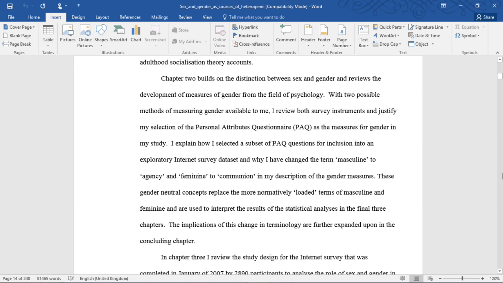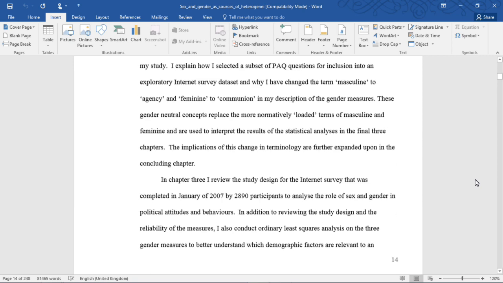I explain how I selected a subset of PAQ questions for inclusion into an exploratory internet survey dataset, and why I have changed the term masculine to agency and feminine to communion in my description of the gender measures. These gender-neutral concepts replace the more normatively loaded terms of masculine and feminine and are used to interpret the results of the statistical analysis in the final 3 chapters. The implications of this change in terminology are further expanded upon in the concluding chapter.